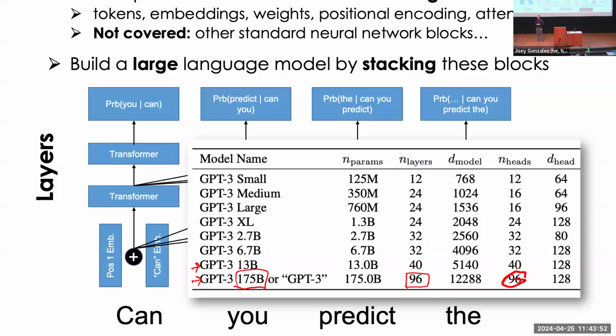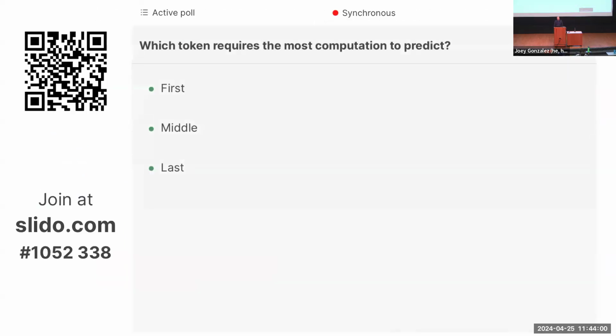Large. These models are very large. Big representations. All right, you have an idea of how the model works, all this computational cost. One more Slido, and I'll try to go a little bit faster as we wrap it up. Which token requires the most computation to predict?